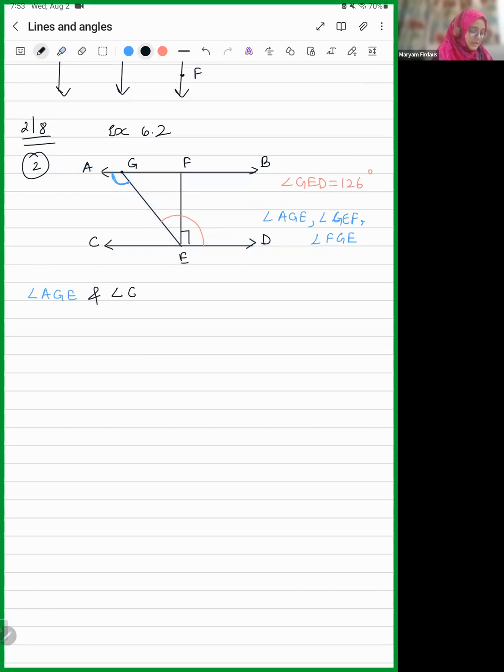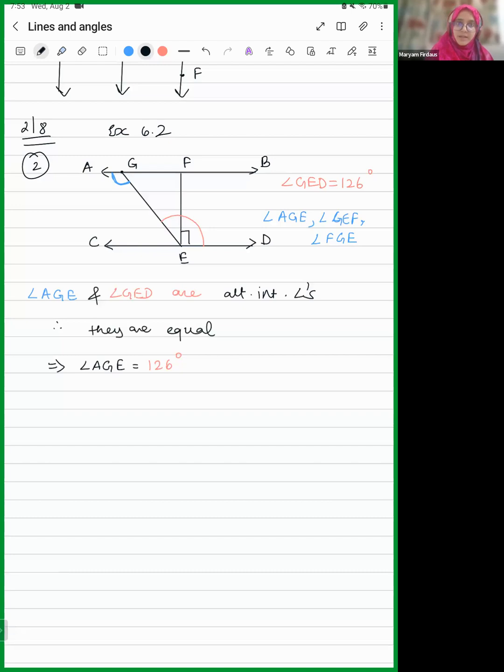Angle AGE and angle GED are alternate interior angles. Please write it. Therefore, they are equal. That means angle AGE will be equal to GED. What is the measure of angle GED? It is given in the question. Yes, it is 126 degrees. So the first part, we are done.